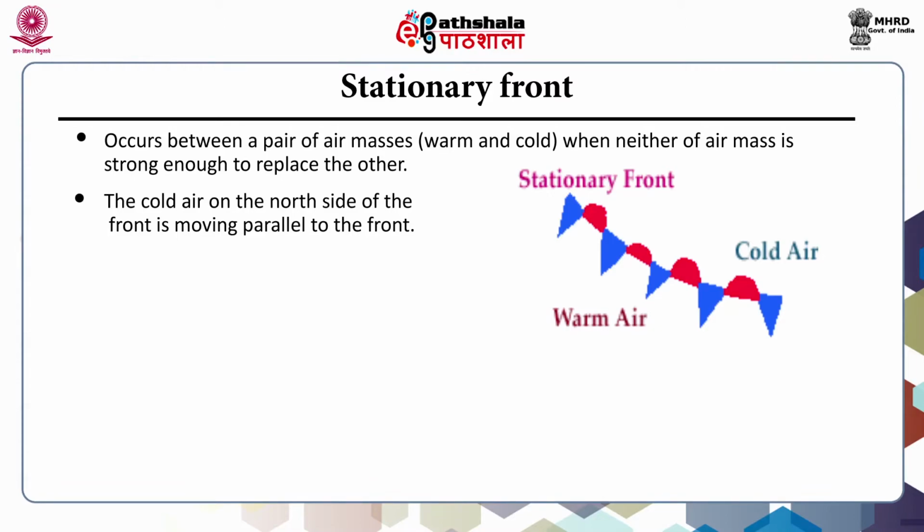These occur between a pair of air masses, that is warm and cold, when neither air mass is strong enough to replace the other. They tend to remain essentially in the same area for extended periods of time, and waves sometimes propagate along the frontal boundary. Although the boundary is stationary, the air on both sides of the boundary can be moving.